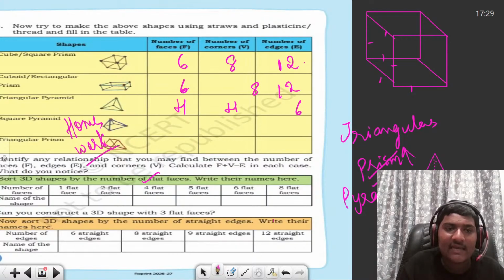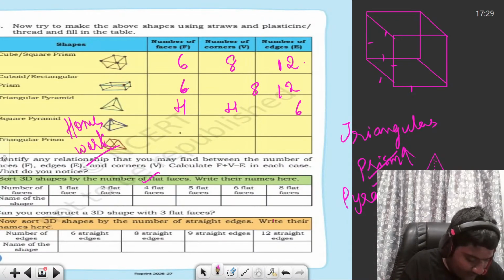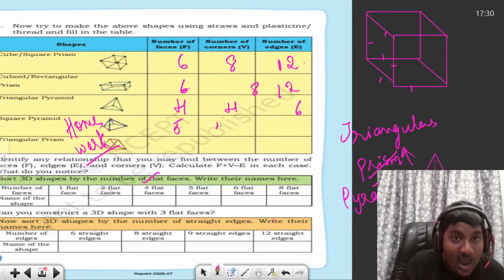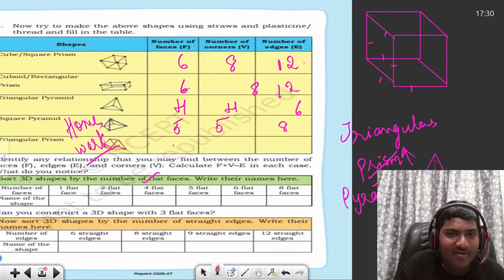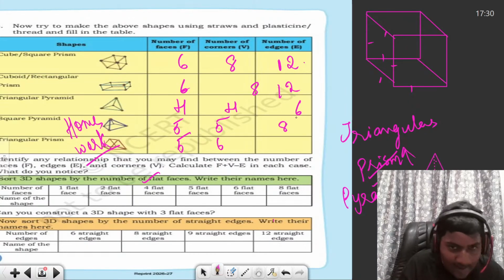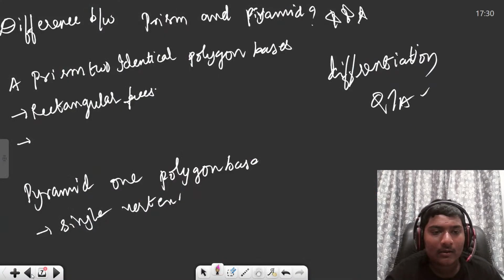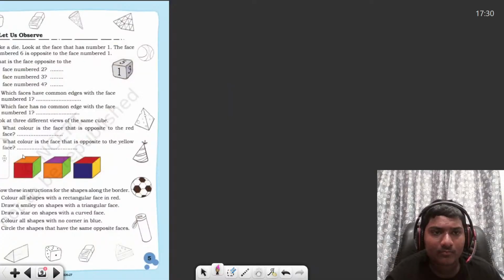The direct answers I'm going to write. It's not an issue, children. There are five faces and five corners as well as eight edges. For triangular prism, how will it be? Five faces, six corners, and nine edges. So this will be the exact and particular answer.